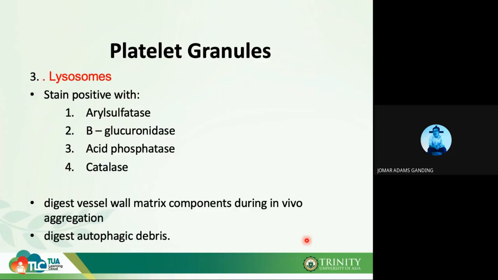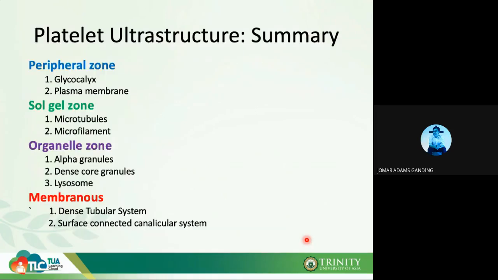Okay? So in summary, I want you guys to remember this summary that I will be having. So in the peripheral zone, okay, we have four zones kasi. We have four zones of the platelet ultrastructure. What are those four zones? The four zones are your peripheral zone, your sol-gel zone, your organelle zone, and your membranous zone. What are the components of your peripheral zone? Your glycocalyx and your plasma membrane.